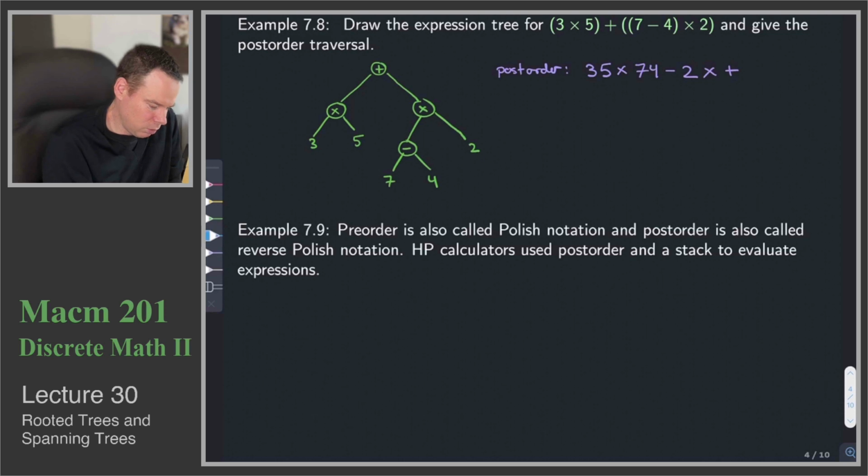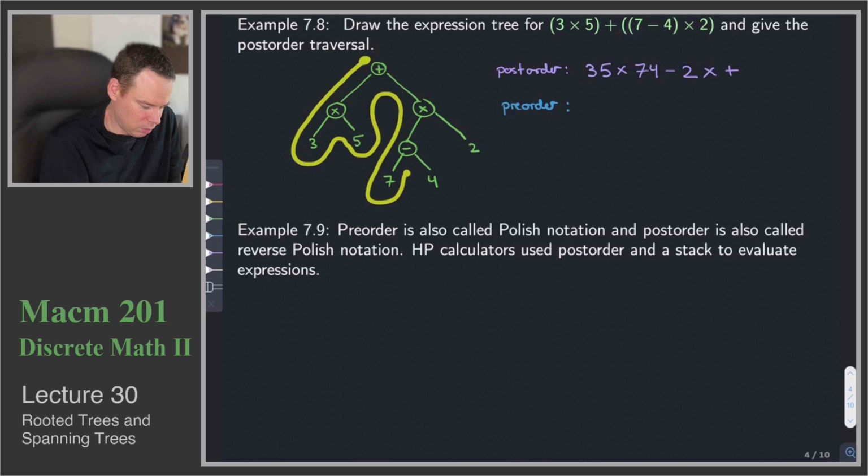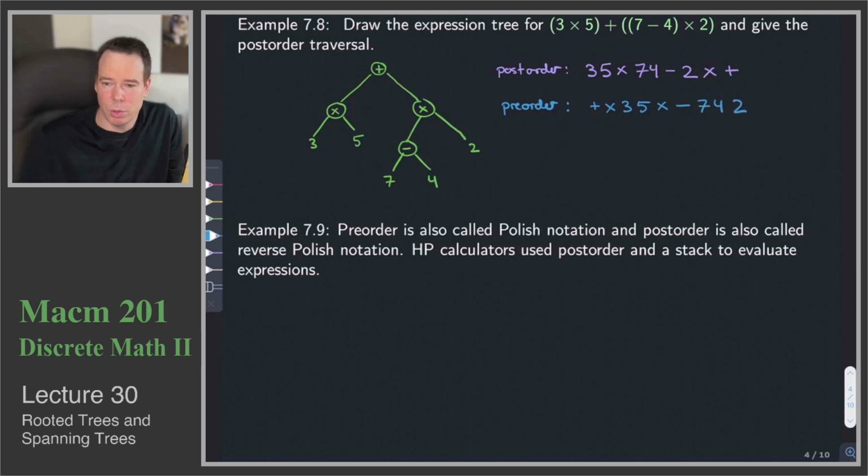We can go ahead and also do the preorder. It wasn't asked here, but let's go do the preorder. And again, remember, the quick way to do the preorder is to just start at the root and then just wander around writing down the nodes as you visit them. And so that means preorder is plus, multiply 3, 5, multiply minus 7, 4, 2.